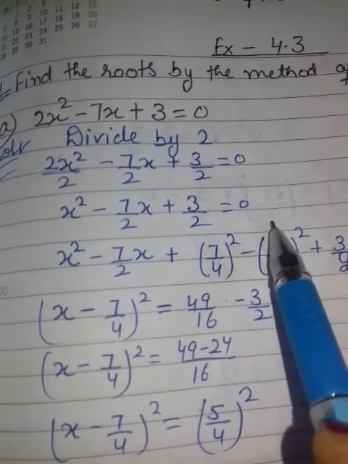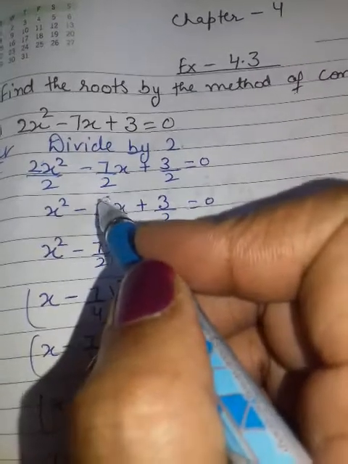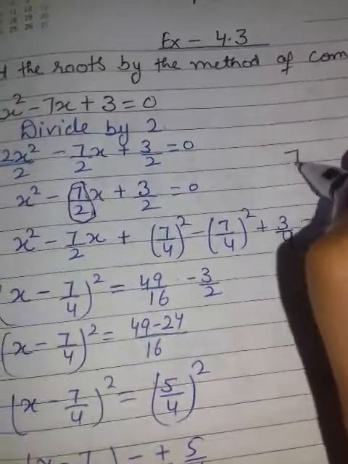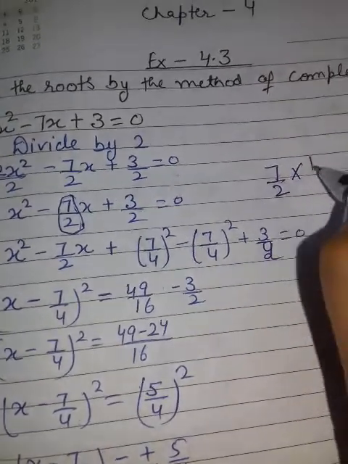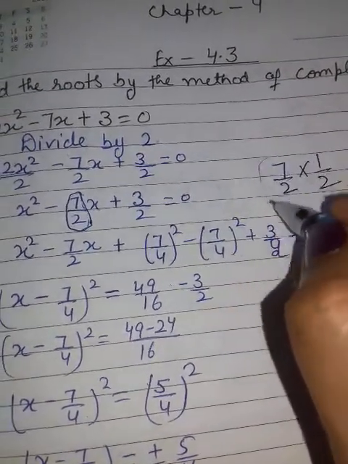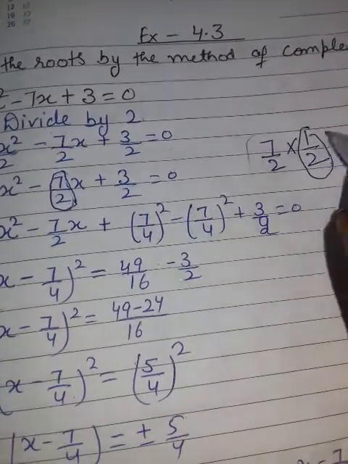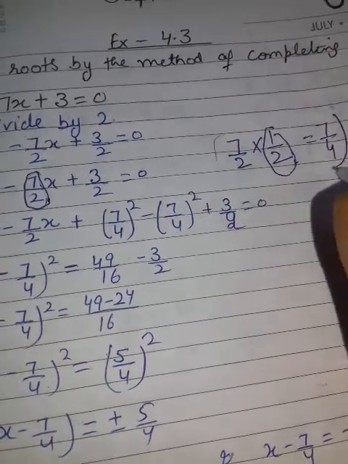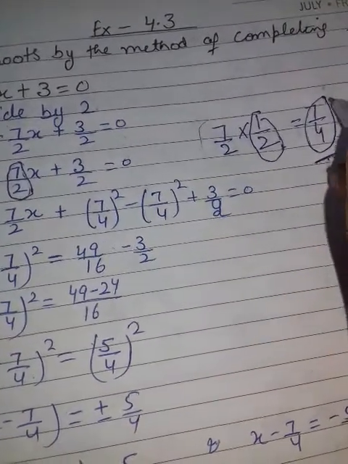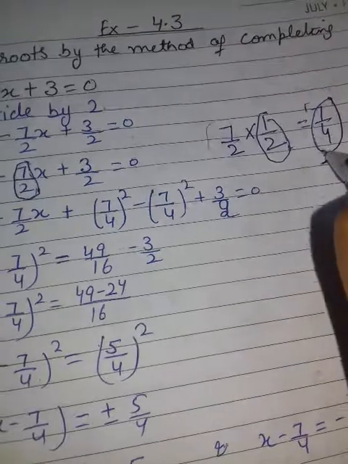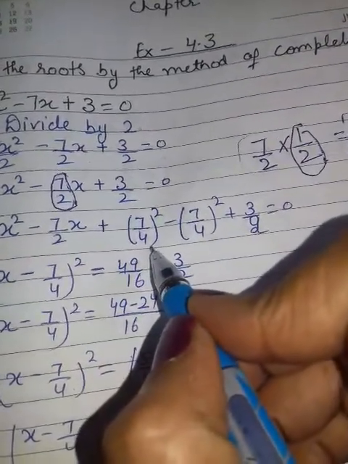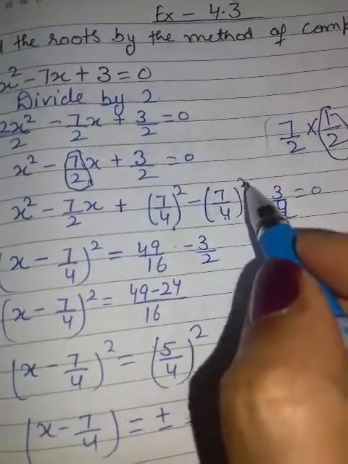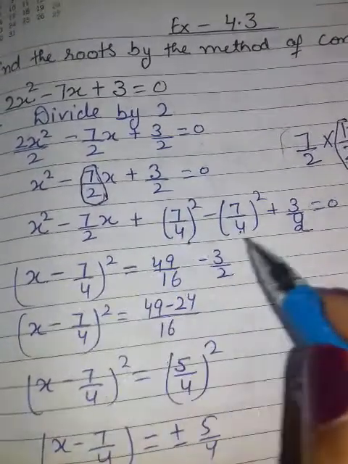After that, what will you do? You take the coefficient of x and always multiply it by 1/2. The coefficient may be anything, but this is fixed. You will always multiply with this number. You got 7/4. Then you first add its square, then subtract its square. I can do this step because both cancel, so there is no effect on the equation.